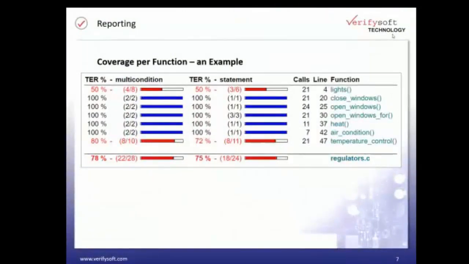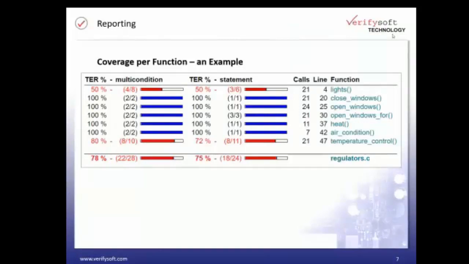I show you an example. In this example, we see a table view with an overview about the coverage per function. Each line of the table represents a function. You see the name of the function at the right-hand side, and we see two coverage levels. That is up to the choice of the user. In this example, we see multi-condition coverage and statement coverage, and we see it as a percentage and also as the absolute data. So 4 from 8 points in the first line have been tested with regard to multi-condition coverage. That gives 50% coverage ratio.